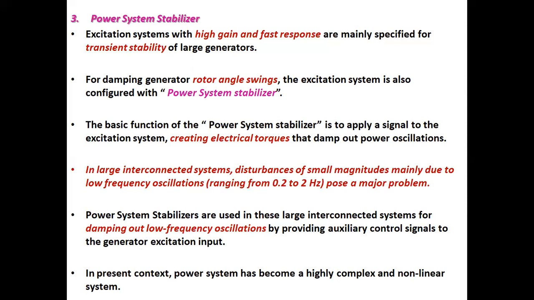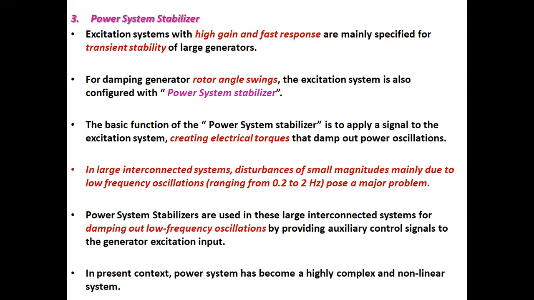Excitation systems with high gain and fast response are mainly specified for transient stability of large generators. For damping generator rotor angle swings, the excitation system is also configured with a power system stabilizer.